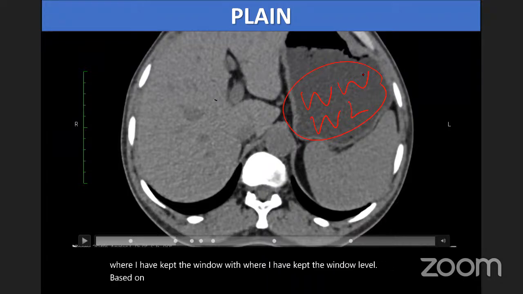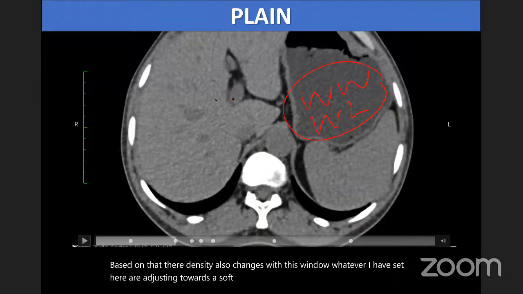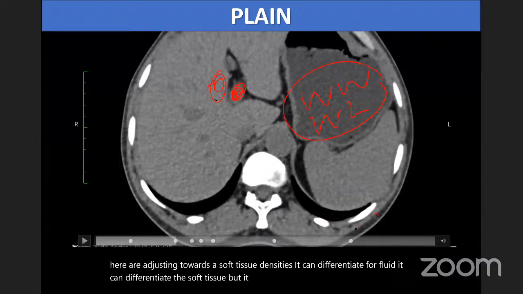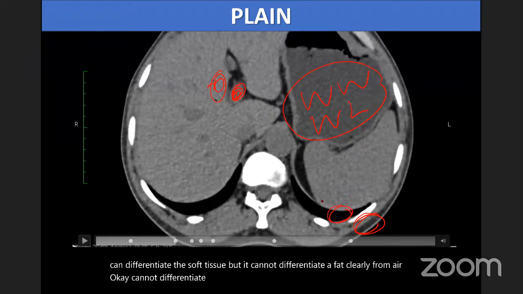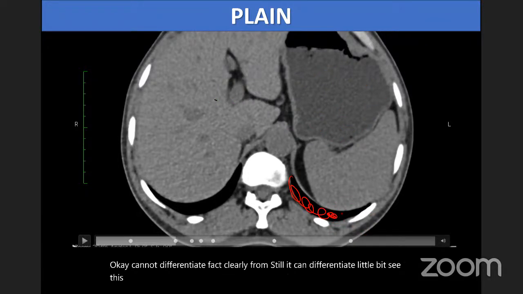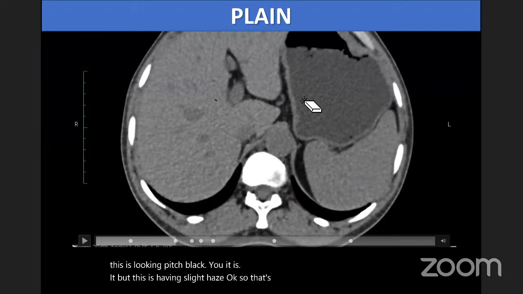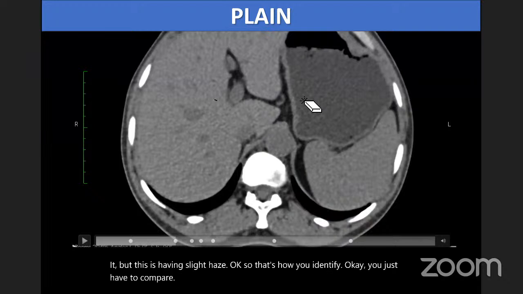Based on where I have kept the window width and the window level, the density also changes. So this window, whatever I have set here, is adjusted towards soft tissue densities. It can differentiate fluid, it can differentiate soft tissue, but it cannot differentiate fat clearly from air, though it can differentiate a little bit. See, this is pitch black, you know it is air, but this has a slight haze. So that's how you identify. You just have to always compare. This is how you see a CT.